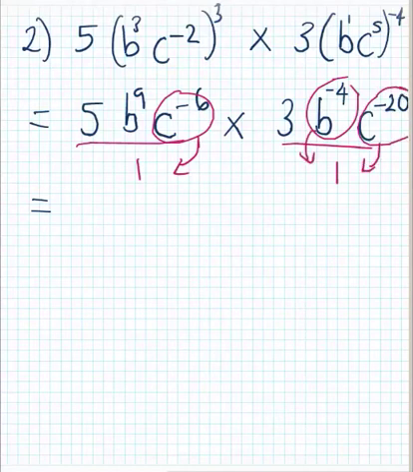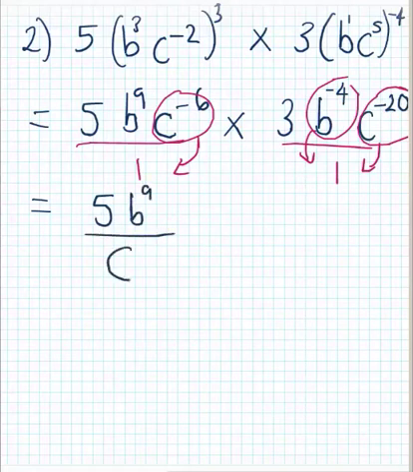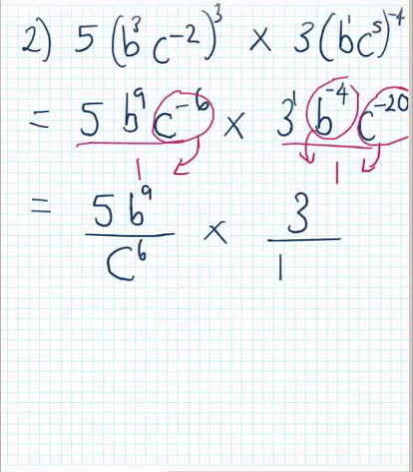So first, let's do that. We're practicing our negative index law. So we have 5b to the power of 9 sitting on top. They stay there. But c to the power of 6 is now on the bottom and it's positive, times the 3 stays on top because it's got a positive power. That's an invisible 1. But the b to the power of 4 goes on the bottom, and c to the power of 20 goes on the bottom, and now they are positive. Can you see how we have removed our negative powers and made them positive? And now let's see what we can do.